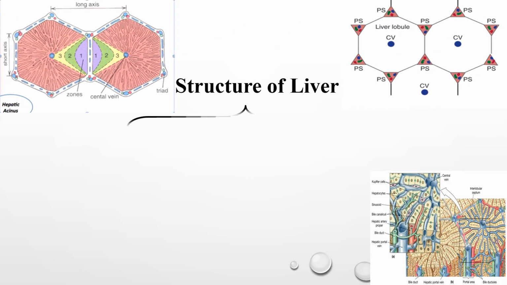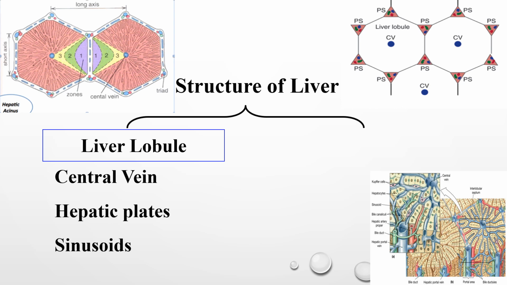Structure of the liver. Liver has the liver lobule, which is hexagonal in shape. Here you can see the hexagonal shape. There are about 1 lakh liver lobules in the liver. The liver lobule consists of the central vein, here is the central vein, and liver plates or the hepatocytes, and then the sinusoids.